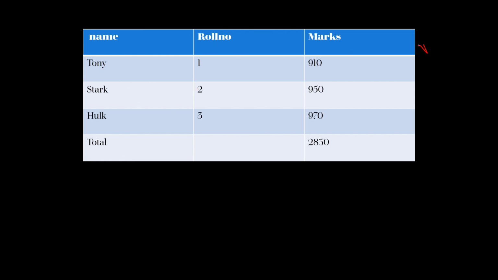So one is a table heading. So TH, table head. So this is the table head. In between the table head tag, I write the table headings: name, roll number, marks. These are the table headings. And whatever is in between, here the names Tony, Stark, Hulk, and the total marks obtained, these come under the table body, T body. So footer, the result, may be written at the bottom of this. That is the table footer tag.